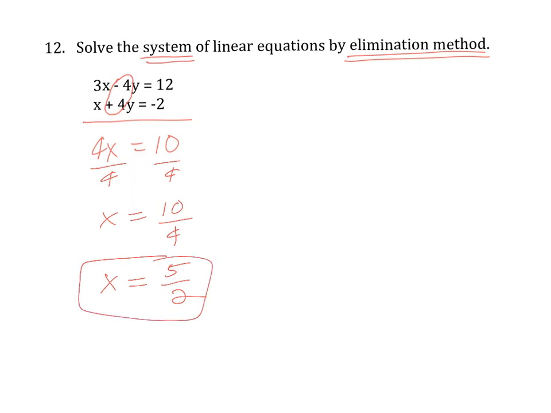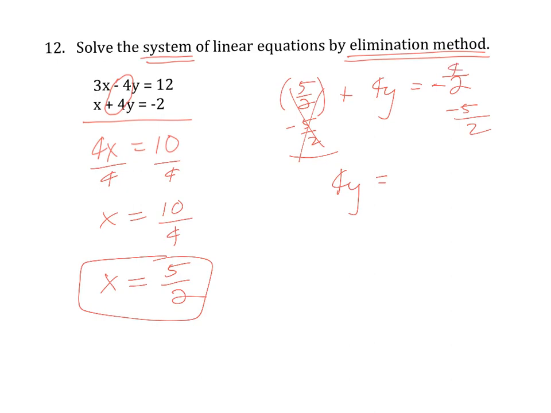So go back to either one of the original equations, whichever one's easier, and stick in 5 halves for x. So x plus 4y equals negative 2. Now we're going to solve this equation for y. So subtract 5 halves from both sides. That cancels out. Over here we're getting 4y. In order to subtract a fraction, we need to write negative 2 as negative 4 over 2. So negative 4 over 2 minus 5 over 2 is negative 9 over 2.